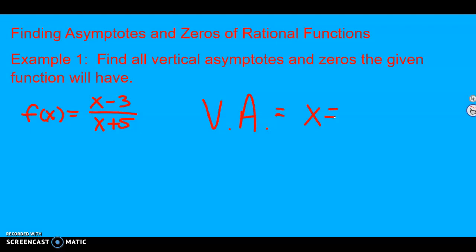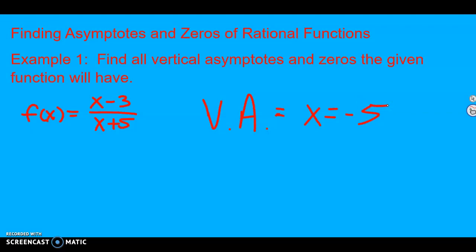Asymptotes represent undefined values on a graph. So therefore, the undefined value will occur whenever the bottom is equal to 0. So we simply look at the bottom and say, what would make the bottom equal to 0? -5, because -5 plus 5 is equal to 0.